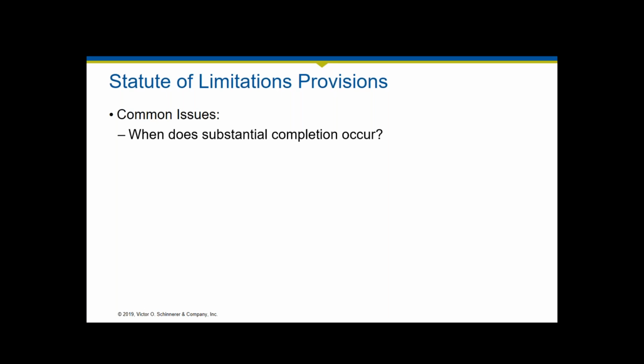Oftentimes, it's defined in the contract as the point where, in the opinion of the design firm, the work is sufficiently complete in accordance with the construction contract documents so that the project can be utilized for the purposes for which it is intended. As you can imagine, opinions may well differ about when that date of substantial completion actually occurred, especially if there's a dispute that's determined on when that date is.